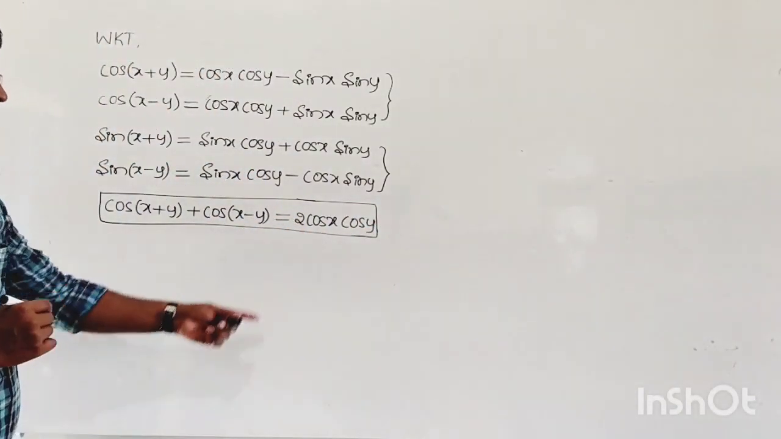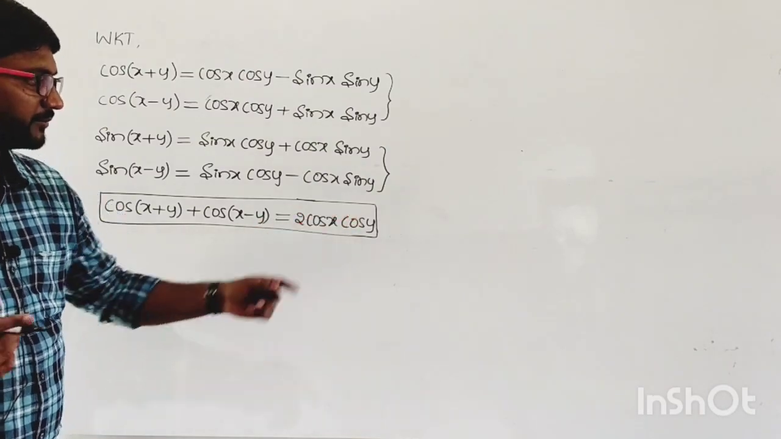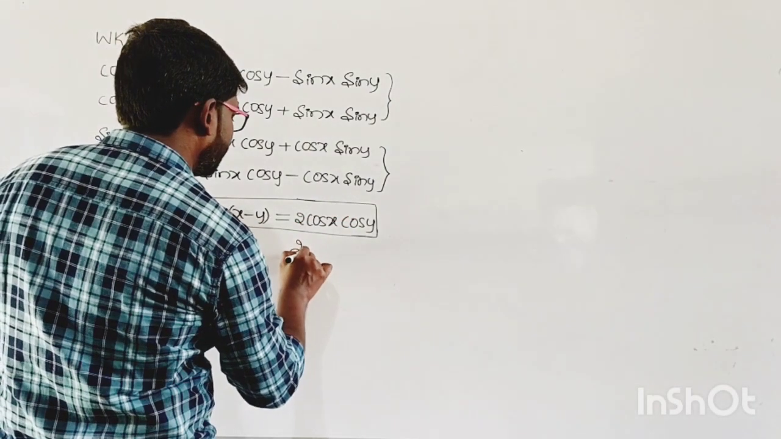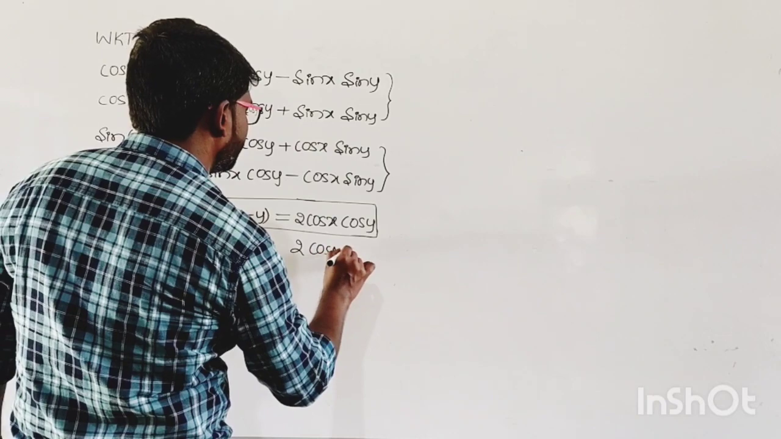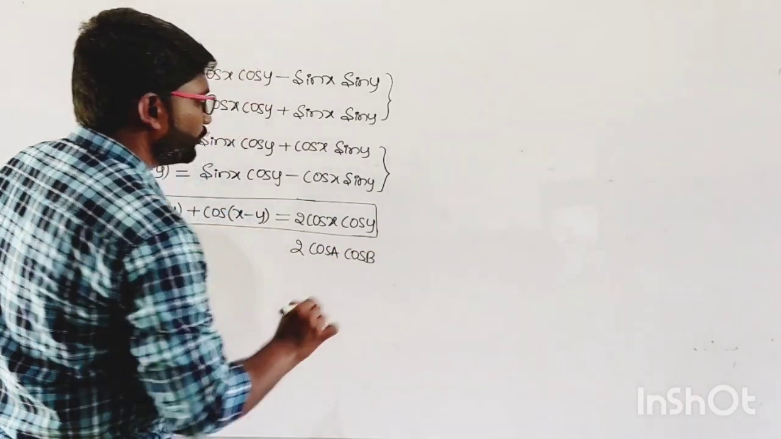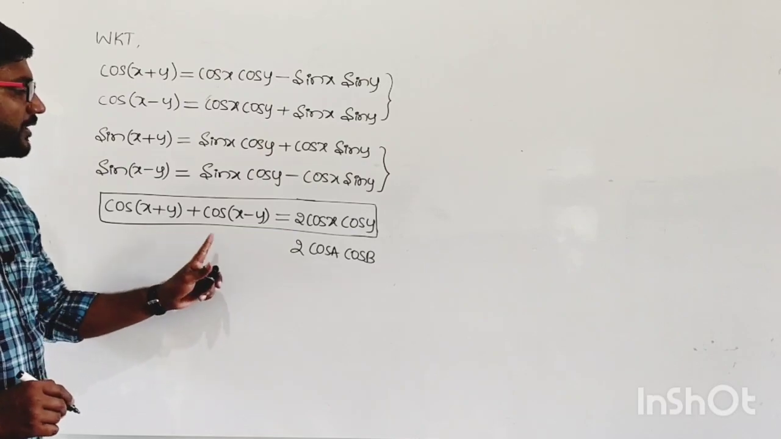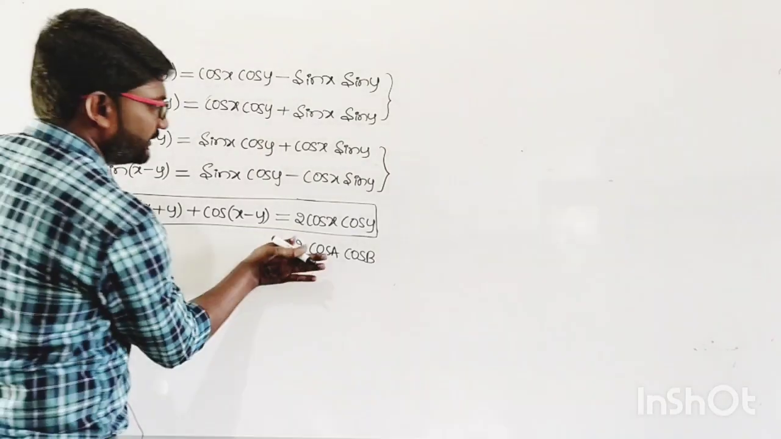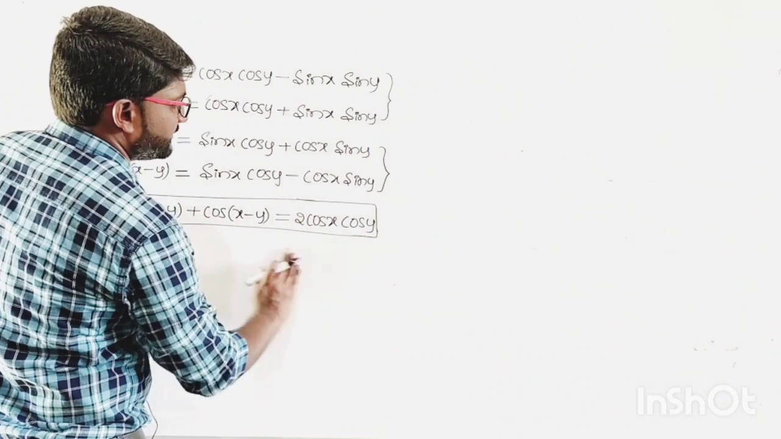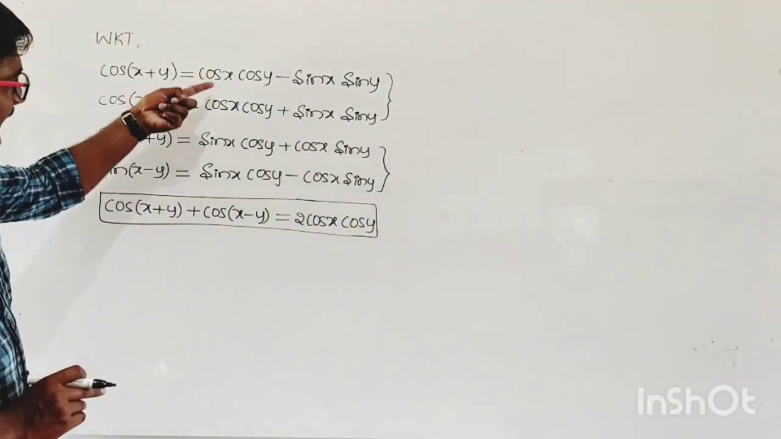Now in some of the textbooks, this formula is written as 2 cos A cos B, which equals cos of (A plus B) plus cos of (A minus B). So see here, next we have to subtract these two.